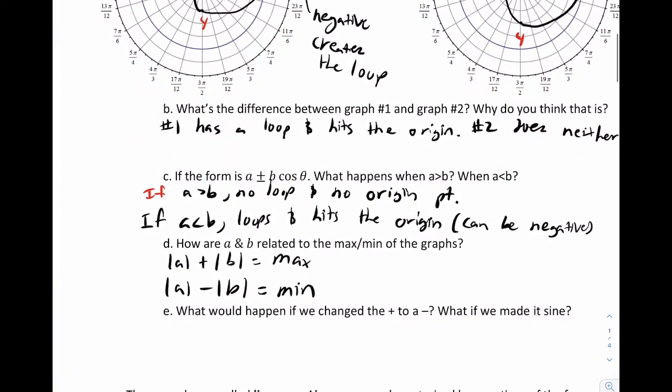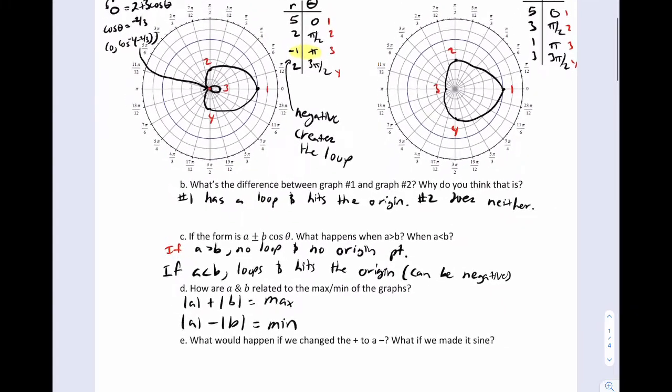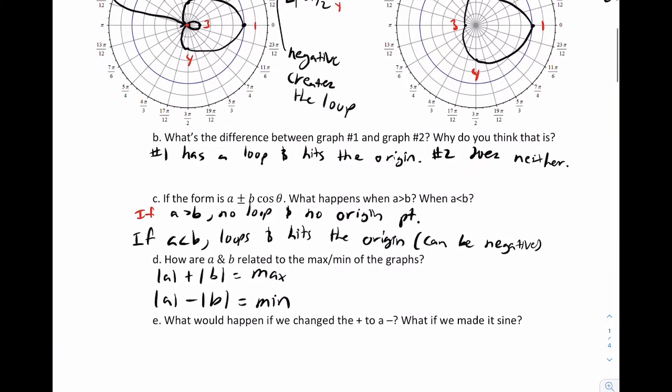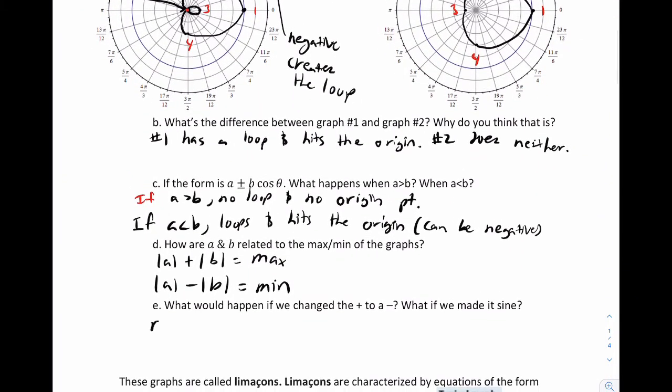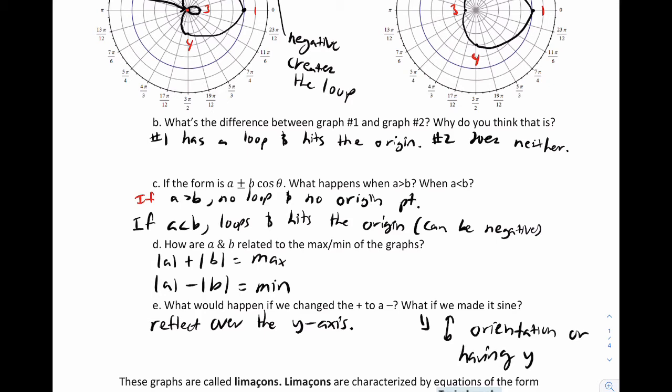Now, what would happen if we change a plus to a minus? So hopefully you just checked in your calculator. For this particular example, it would reflect over the y-axis. If we made it sine, it would have up and down orientation. Or you can think of it as having y-axis symmetry.